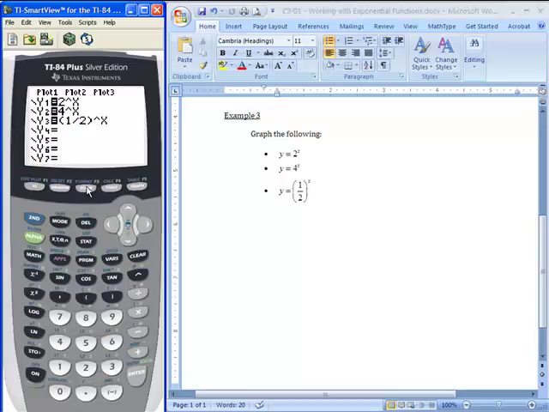I'm going to graph these in a standard window. So I'm going to press the zoom key, and I'm going to choose option number 6, standard. That'll set the window to -10 to +10 on both the x and y axes.